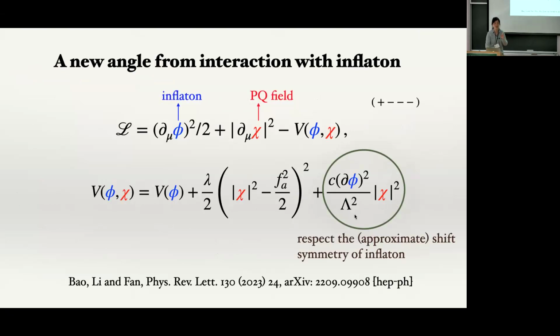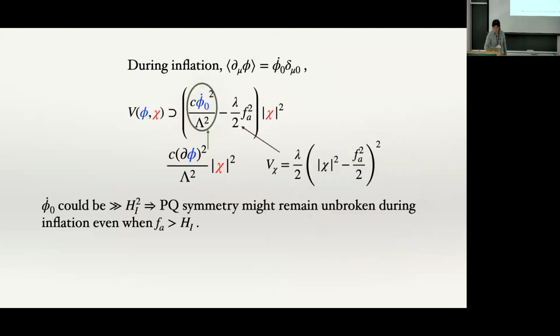The new ingredient I added is these higher-dimensional operators in this green circle, where I add the derivative of the inflaton coupled to the PQ field, with the axion as a phase. This is a leading operator I could write down that respects the approximate shift symmetry of the inflaton, so that this operator doesn't spoil the inflaton dynamics. But it could have an impact on the axion PQ dynamics.